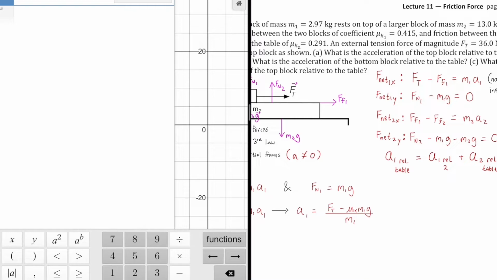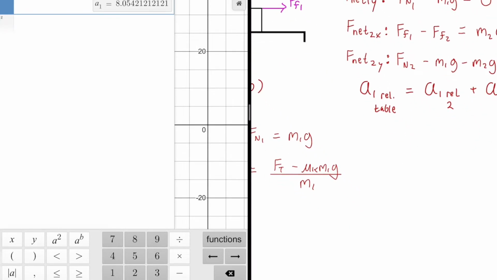So that's everything in the numerator. Then we'll go ahead and divide by m1, so just 2.97 kilograms. All right, so our acceleration is 8.05, okay? Now this is not an acceleration that we could use with Newton's laws. Okay, not 100%. It's still totally valid, but it's a relative acceleration because it's an acceleration in an accelerating reference frame. Okay, so there we have our first value.